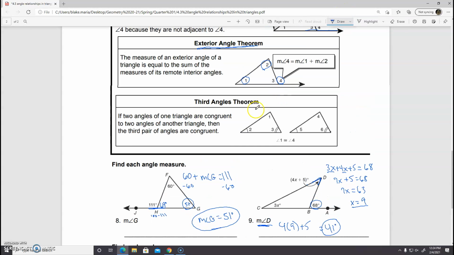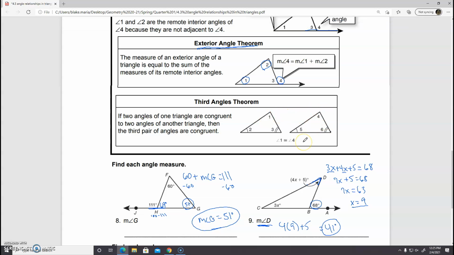Now, third angles theorem basically says if two angles are congruent, so notice 2 and 5 are the same, and then 3 and 6 are the same, then you know that 1 and 4 have to be the same as well. Okay, it makes sense with numbers sometimes. So let's say we had 60 degrees and 40 degrees, right? These two add up to 100. This one would have to be 80. These two add up to 100. This one would have to be 80. So that's why it happens.